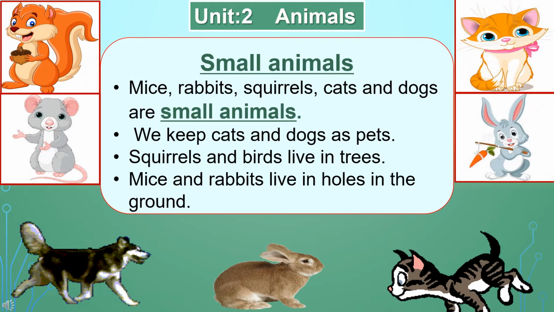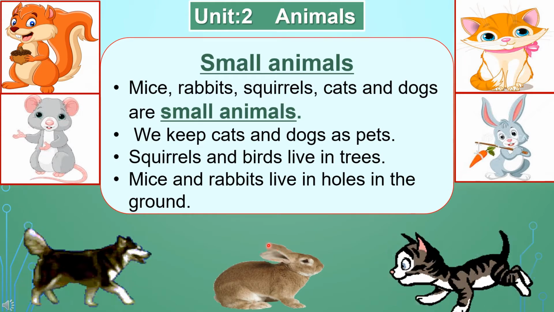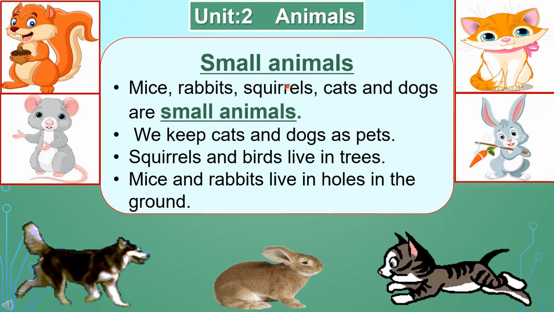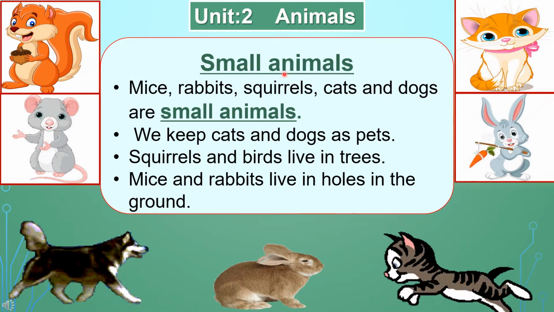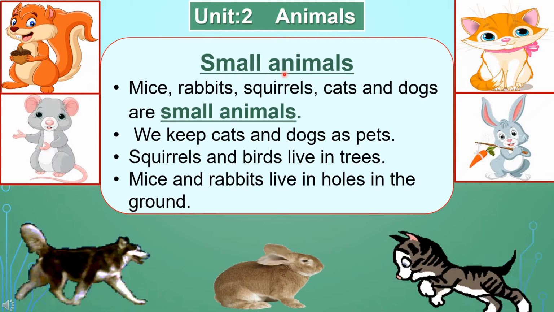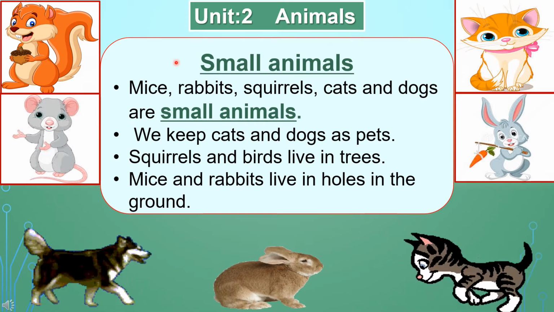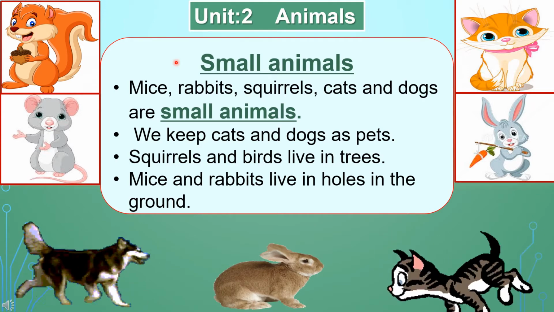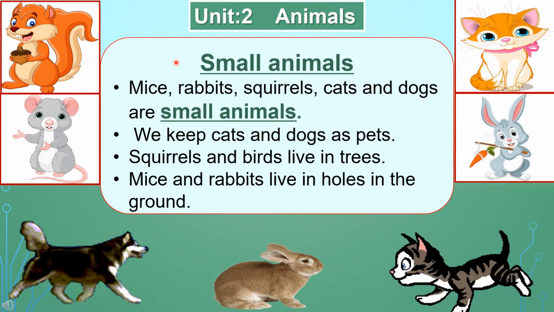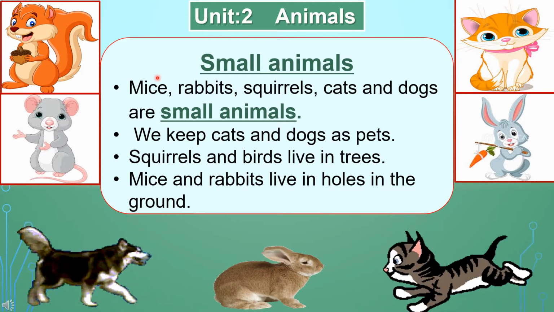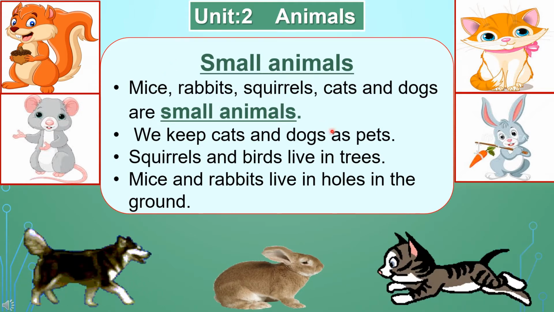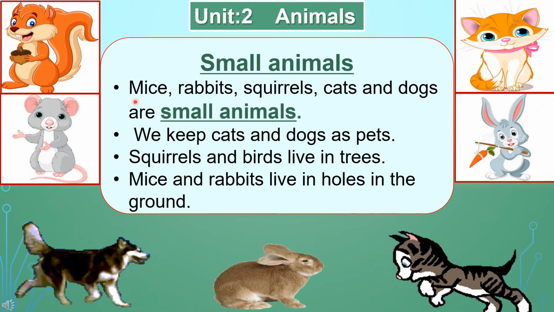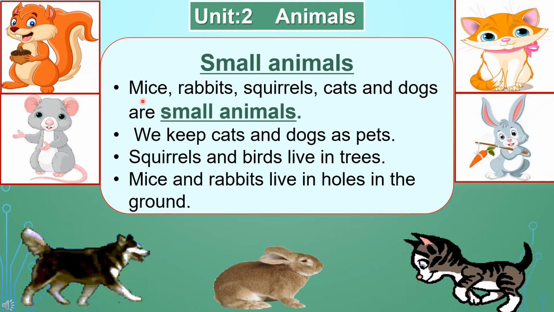Now, dear students, open up page number 8 of your science book. Here we have to read about some cute small animals. As I told you, there are different kinds of animals in the entire world. Small animals are mice, rabbits, squirrels, cats, and dogs. So let's read the sentences written in your book, page 8.